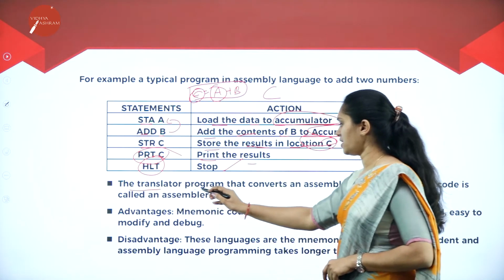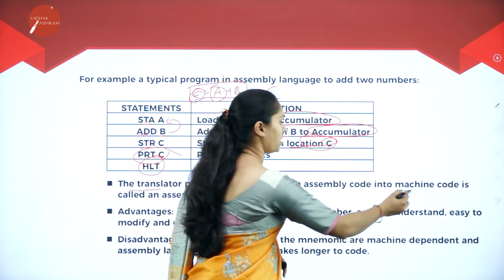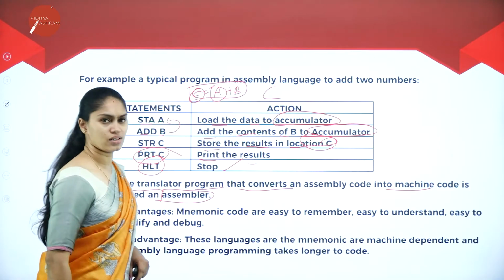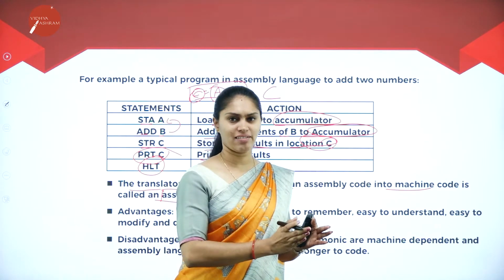The translator program that converts assembly level language into machine understandable code is considered an assembler. Why do I need to convert this assembly level language into machine level language?